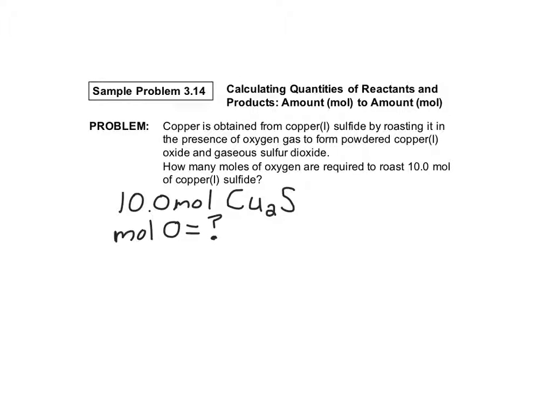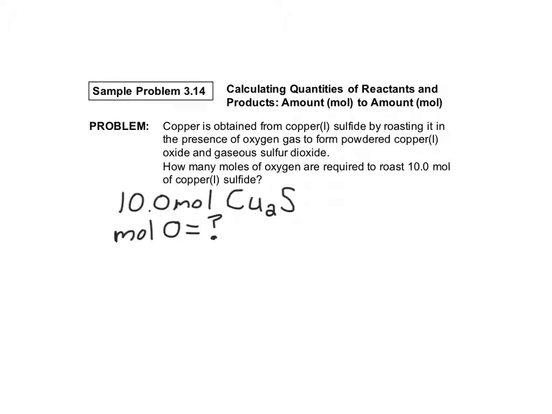So let's see. They've given me the moles of one thing, and they're asking me for the moles of something totally different, right? I've got the moles of copper sulfide, and they're asking for the moles of oxygen. This is a key indicator that the only conversion factor I can use is going to be the balanced chemical equation, right? Anytime you're given one thing and asked to find units of something else, you're always going to use the balanced chemical equation as the conversion factor. So that's our next step. Let's go ahead and write our balanced chemical equation.